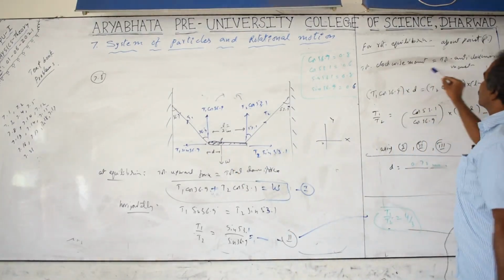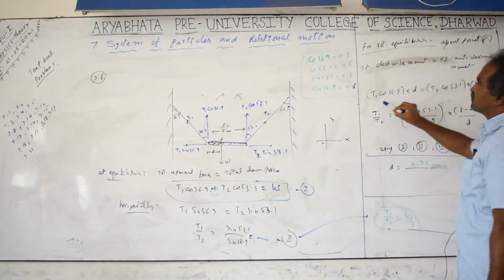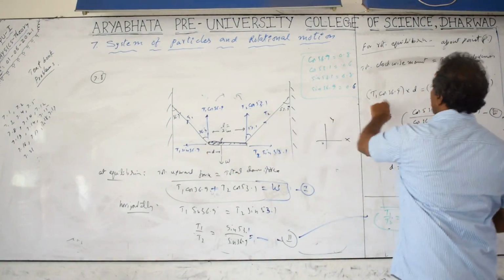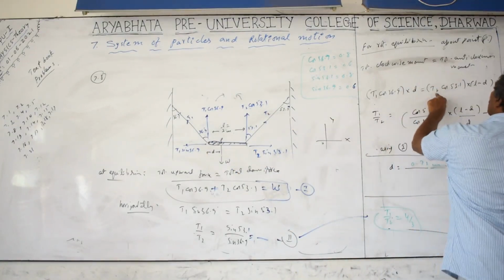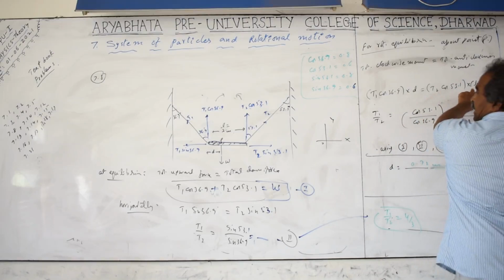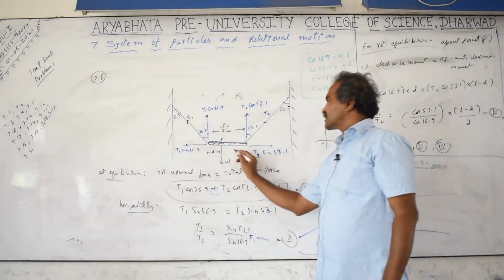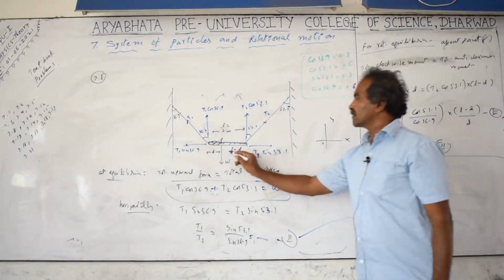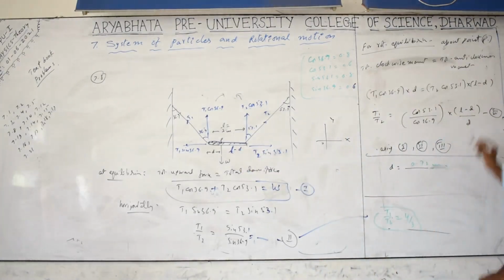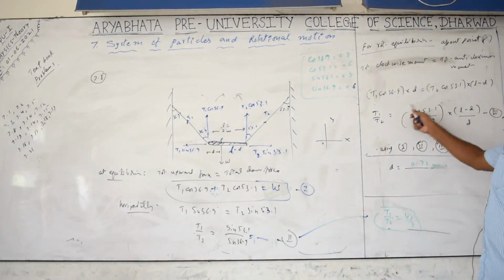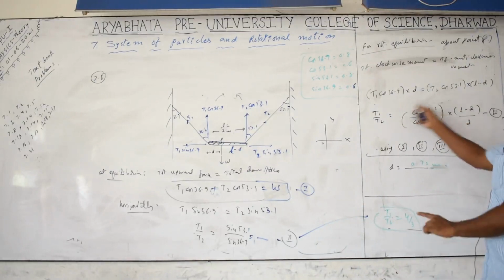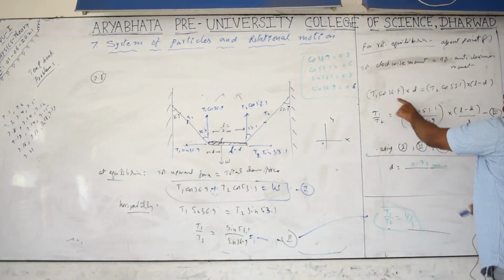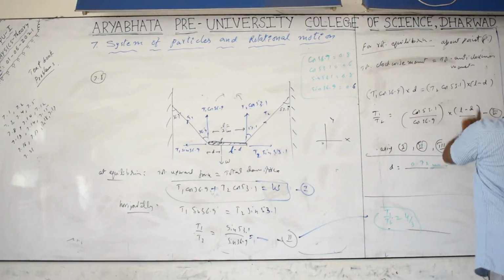So the sum of the clockwise moments equals the sum of the anti-clockwise moments, which is T1 cos 36.9 into distance d equals T2 cos 53.1 into the distance L minus d. Then for T1 by T2, T2 goes to the left side and the cos components go to the right side, into L minus d by d.